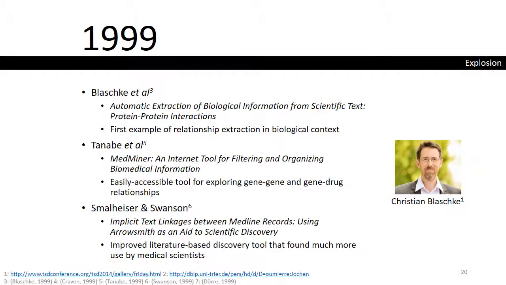And then, if we move on to Tanabe, there was a release for internet access, which is a lot easier, although it was an older version of what we know to be the internet. But essentially, it was able to search through genes and find the relationships between genes. So that relationship extraction was really picking up towards the turn of the millennium.